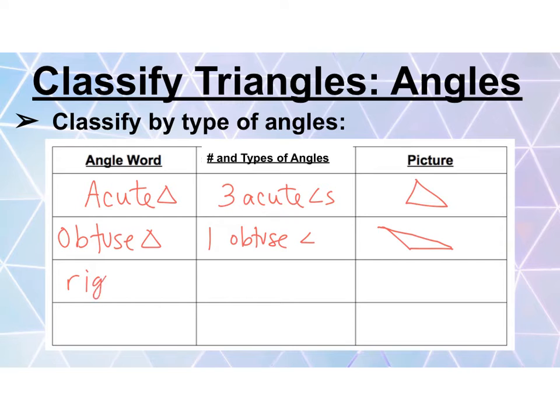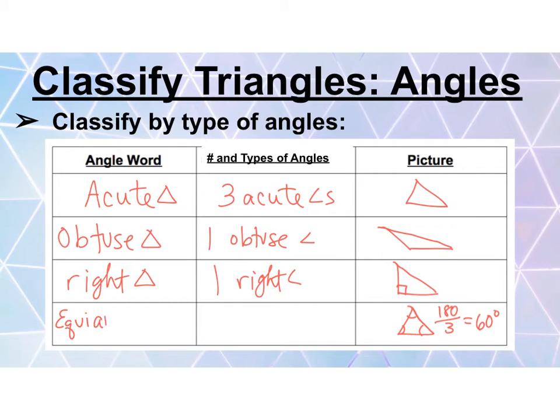We could have a right triangle, and that means it's going to have a right angle. Can it have more than one right angle? Nope, because we have to close it, so it will just have one right angle. And then the other thing is we could have a triangle that has all the angles being congruent to each other. We know that those all add up to 180, so 180 divided by 3 is 60. This is called equiangular, equi for equal, angular for angle. And this has 3 congruent angles, and they all equal 60 degrees.